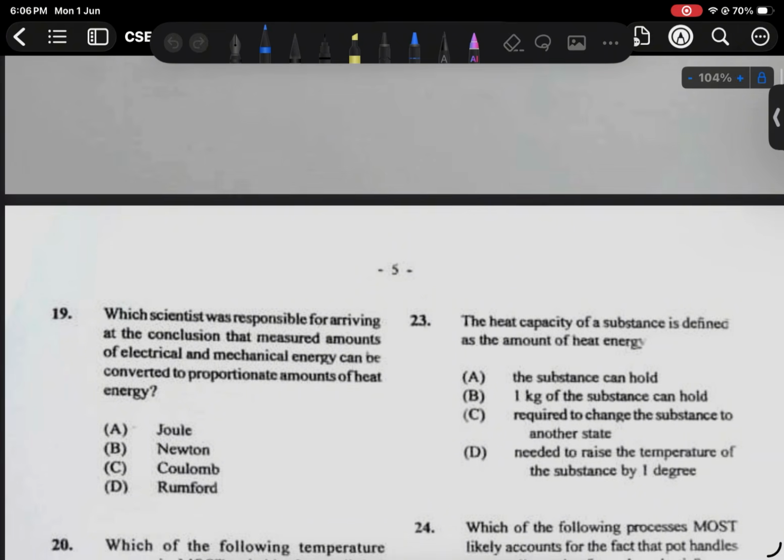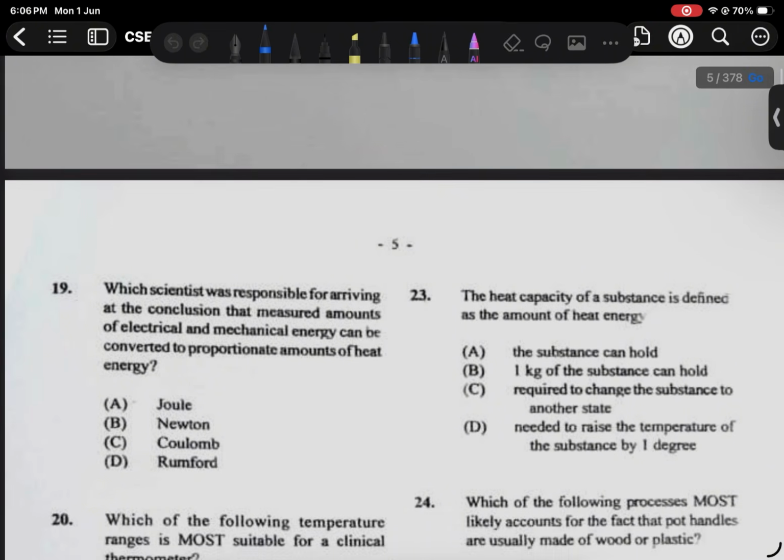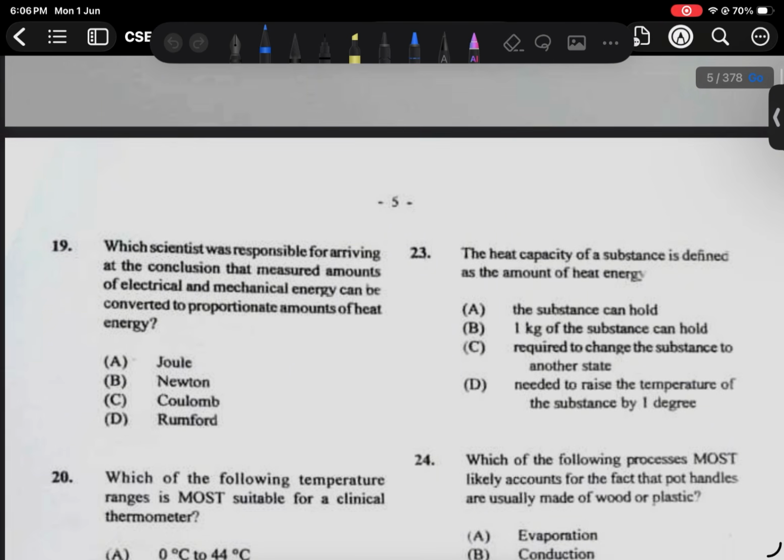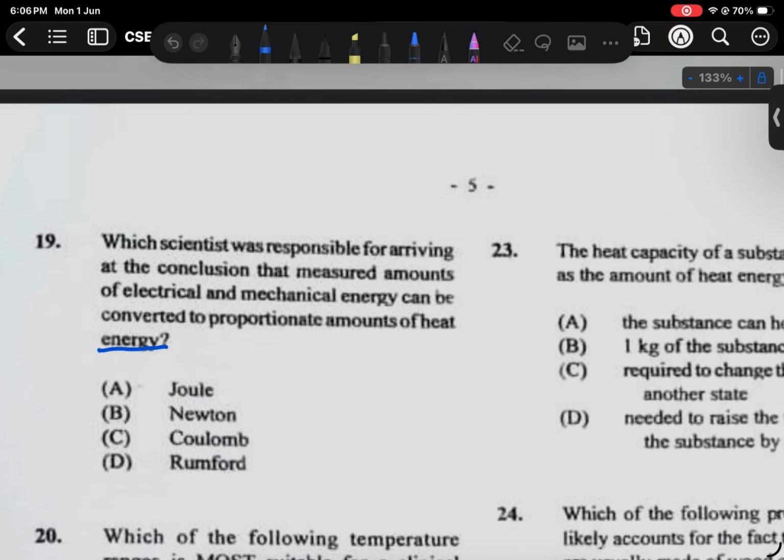Which scientist was responsible for arriving at the conclusion that measured amounts of electric and mechanical energy can be converted to proportionate amounts of heat energy? So anything with energy, we know that's Joule.